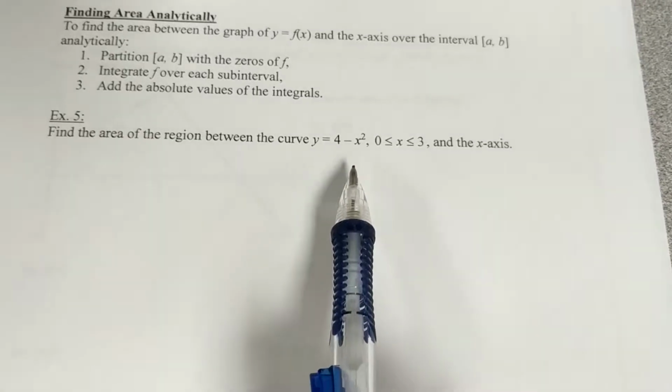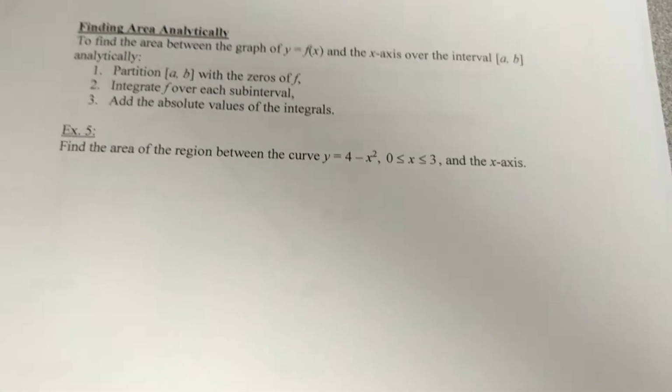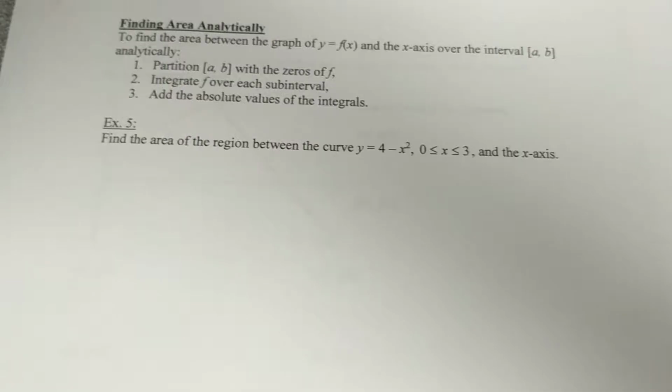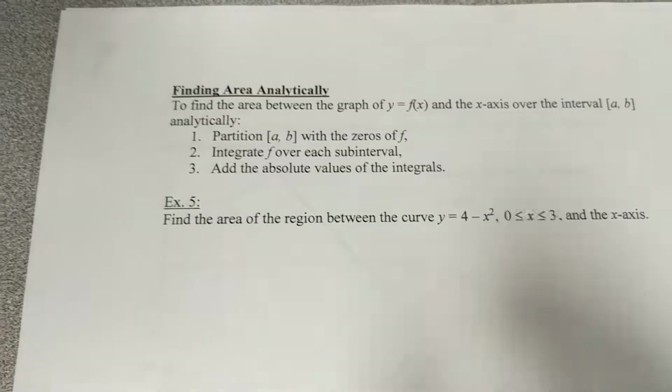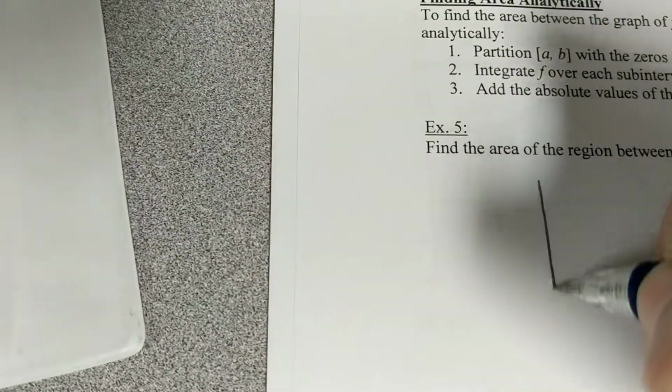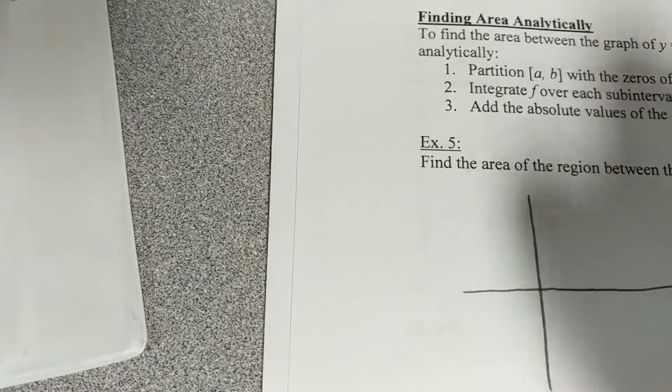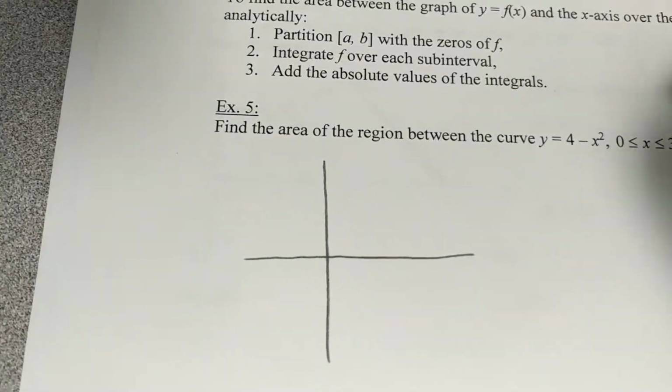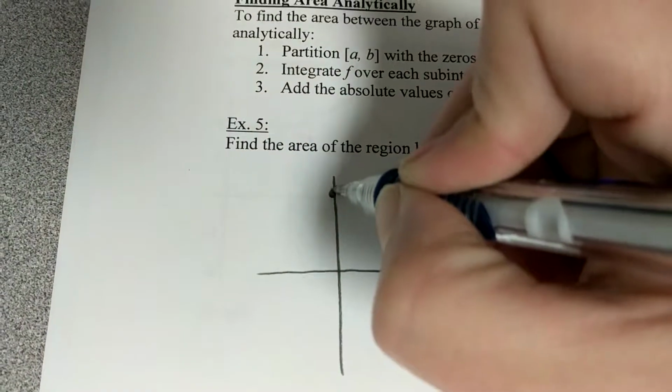So I want us to look at this function, 4 minus x squared. It's a parabola that opens down, and it starts up at the point 4. So go ahead and draw the graph. And they're looking from 0 to 3. So I'm going to start up here at 4.